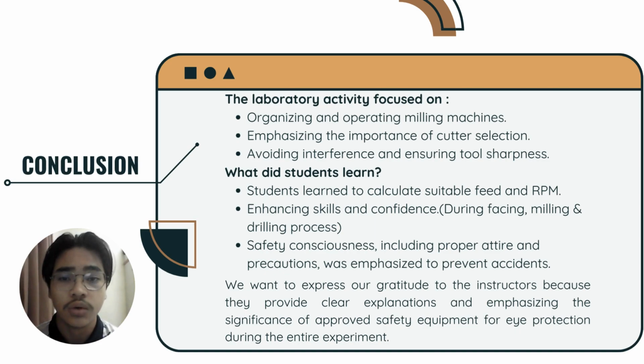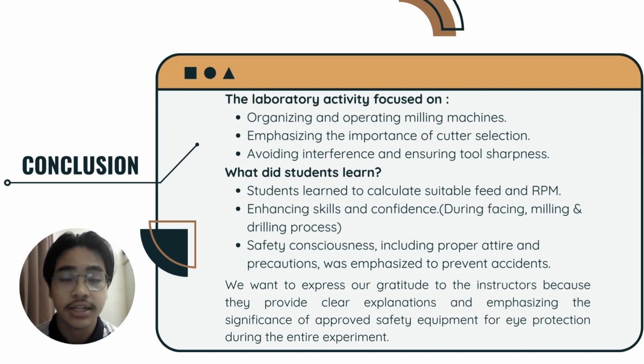So today I will talk about the conclusion of our experiment, and our experiment focused on three things. The first one is organizing and operating milling machines, the second one is emphasizing the importance of cutter selection, and the last one is avoiding interference and ensuring tool sharpness.